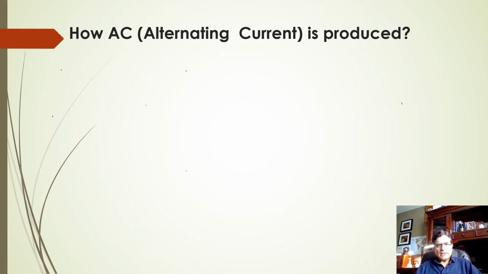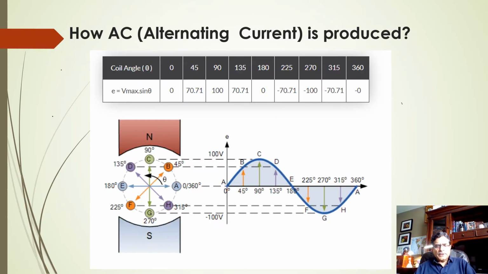Okay, so let's continue talking about how AC is produced. In this diagram, we will discuss in detail the AC cycle, the sine wave here. This is the cross-sectional view of the same generator, alternator. The two magnets, north, south.